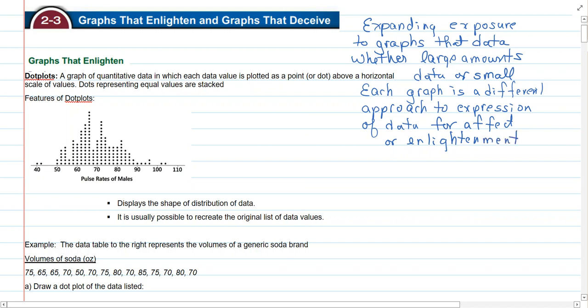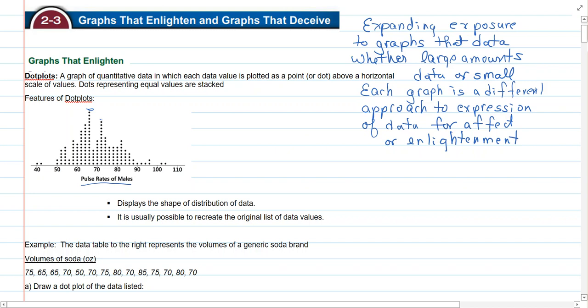So let's begin with one of the easier ones, which is a dot plot. A dot plot is a graph of quantitative data, that means countable, in which each data value is plotted as a point or dot above the horizontal scale of values. Dots representing equal values are stacked. You can see this example, and here we have pulse rates of males. You can see that we have an extremely high count at about 68, and then another one at 71.